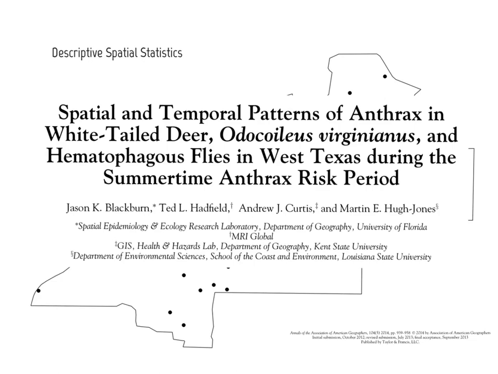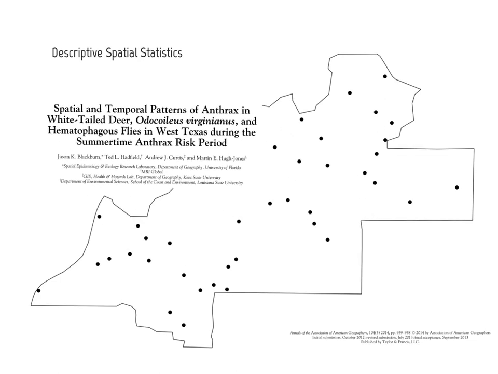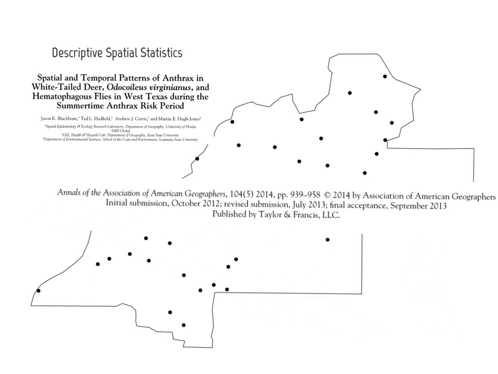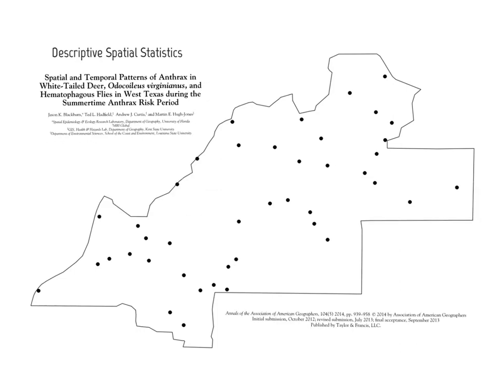In this tutorial, we're going to use data from a study by Blackburn and others, published in 2014 in the Annals of the Association of American Geographers. What we'll be exploring are the descriptive spatial statistics that describe the data associated with these individual points contained inside of this individual polygon.